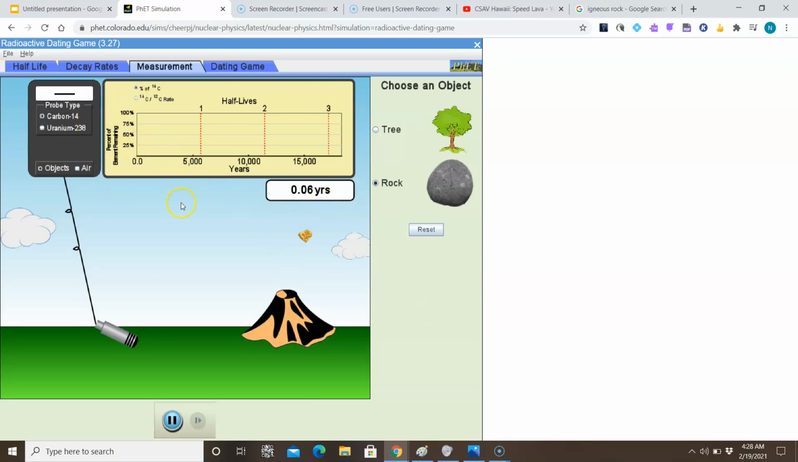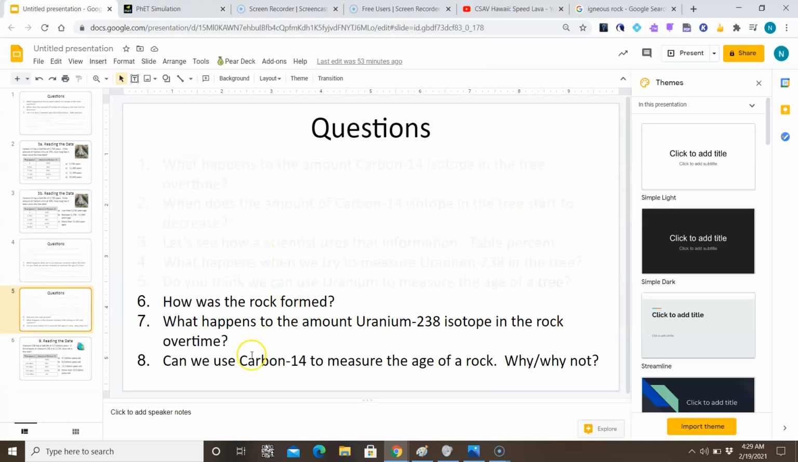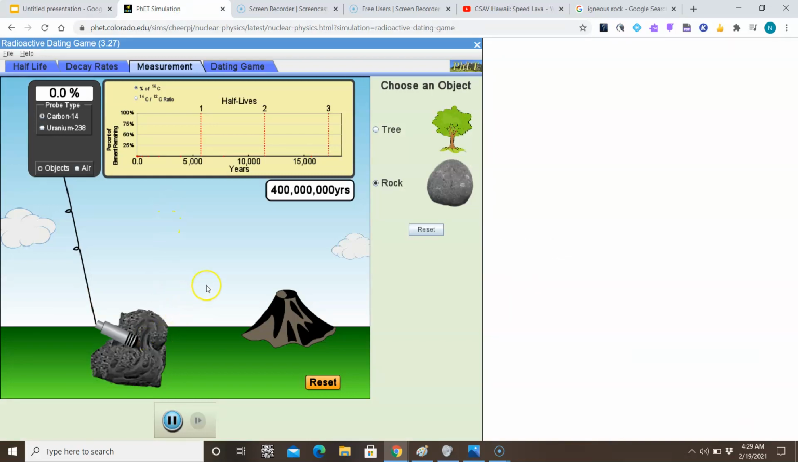So I want you to take a look at once the rock hits the probe, our Geiger counter probe, and cools off. What percent of carbon-14? Take a look at that. Right now, it's not cool yet, but it's at 0%. Let's see what happens when it cools. It's cool. Any change yet? Okay, so that leads you to question 8. Can we use carbon-14 to measure the age of the rock? All right, is carbon-14 the right isotope to measure the age of a rock, like this igneous rock here?